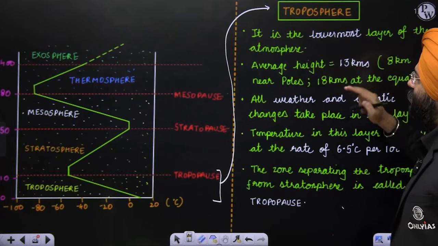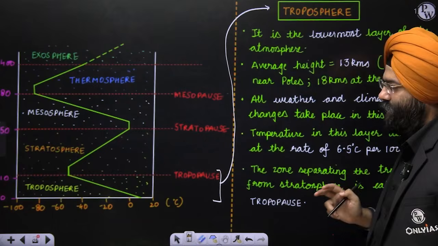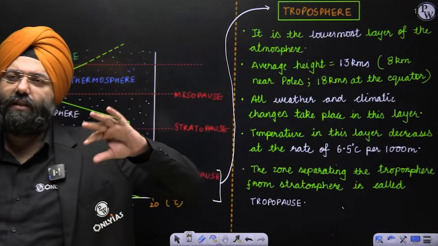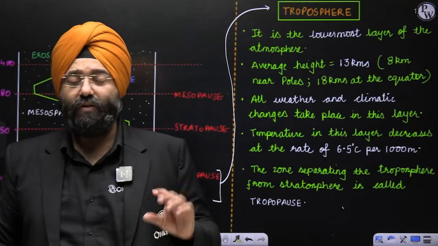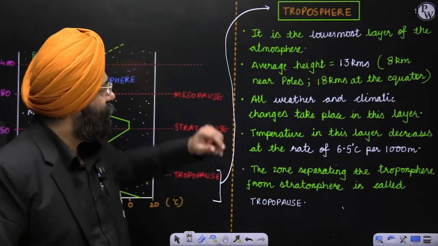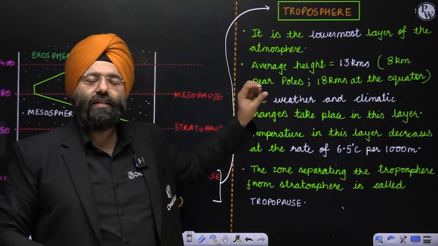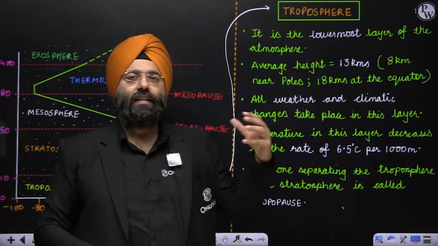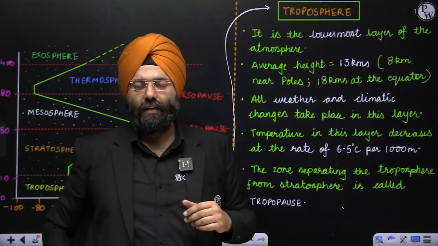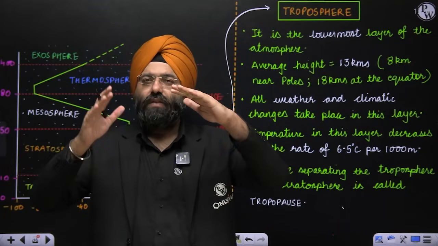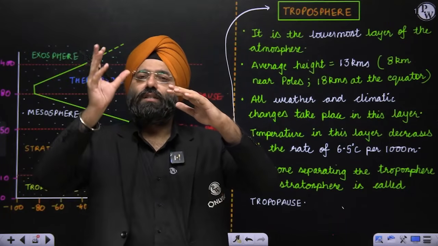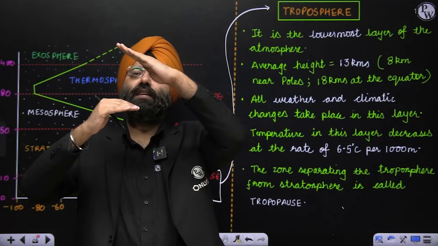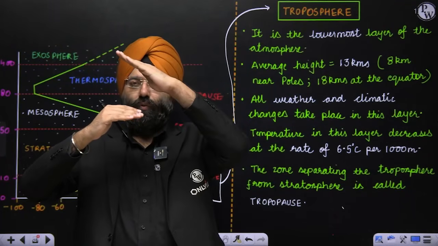Now the average height is 13 kilometers. The maximum height it reaches is 13 kilometers on an average. Now this varies: near the pole it is 8 kilometers, and near the equator it is 18 kilometers. The reason is, please understand, close to the equatorial region there are a lot of convectional currents and a lot of cloud formations take place. So that is why it pushes the tropopause layer a little upward.